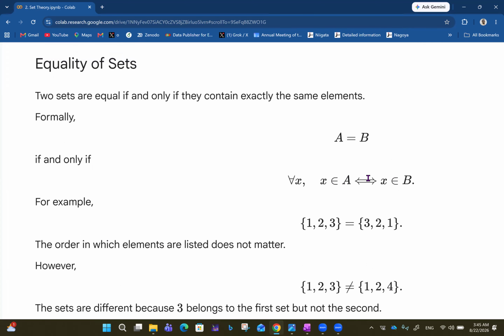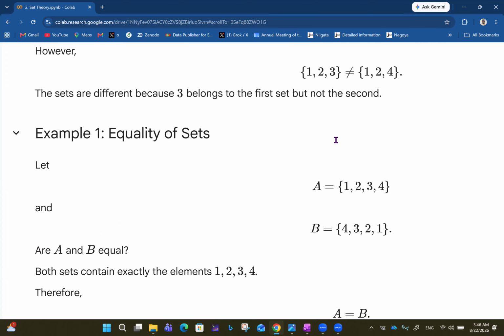The idea of equality of sets is also like the biconditional we saw under mathematical logic: P if and only if Q, which is only true when P implies Q and Q implies P. So A is equal to B in set theory means all the elements of A are in B and all the elements of B are in A, like that.